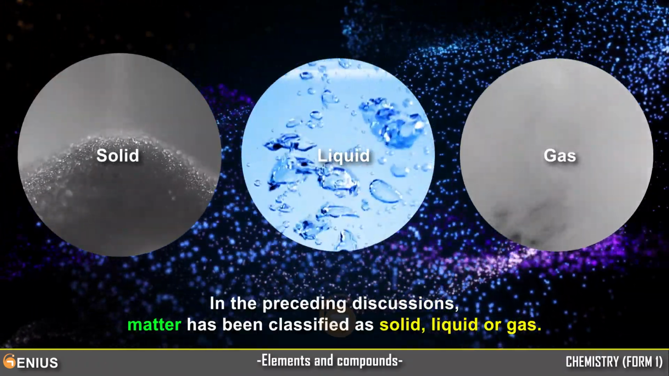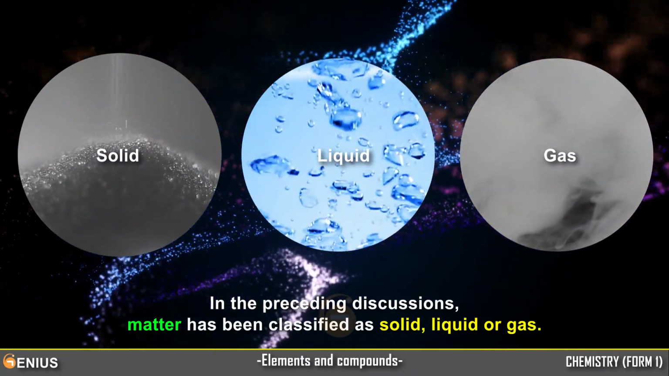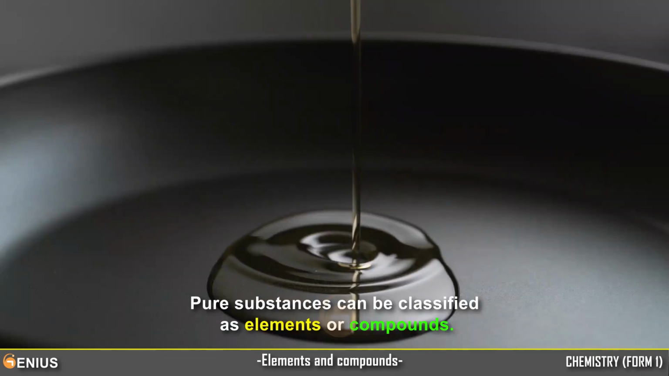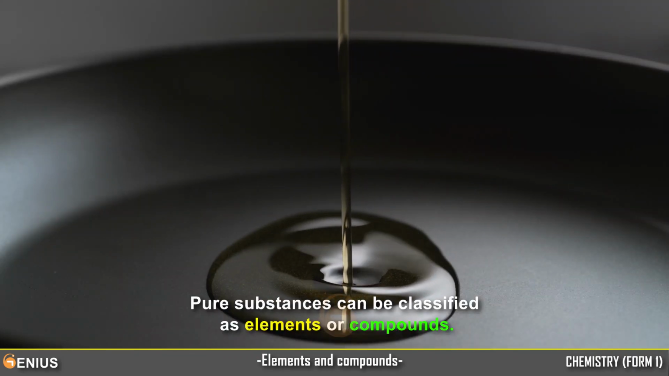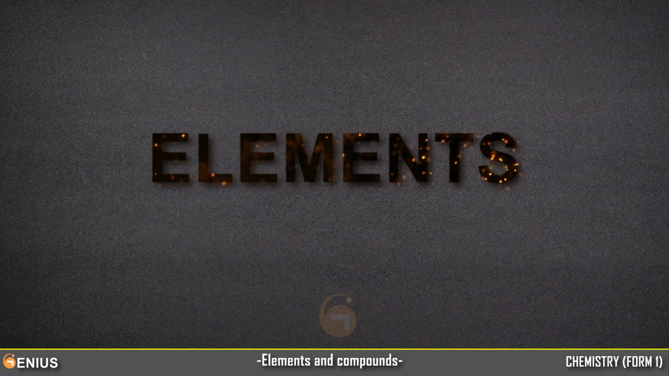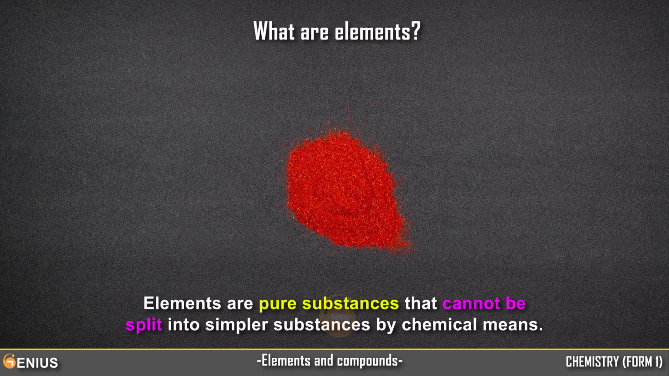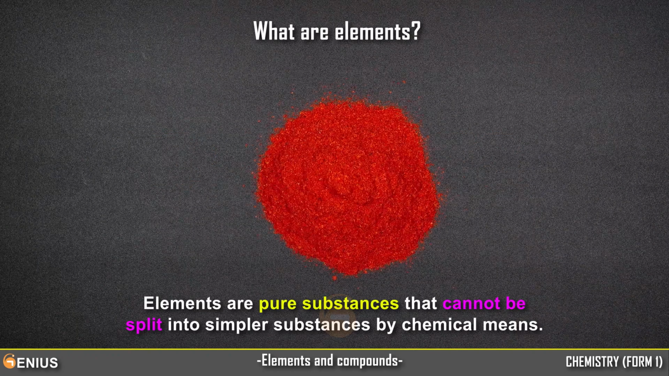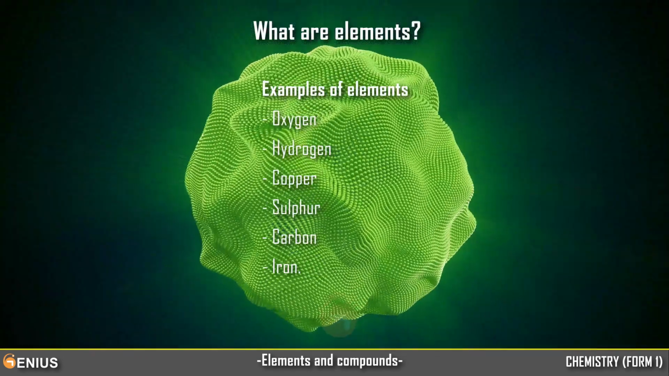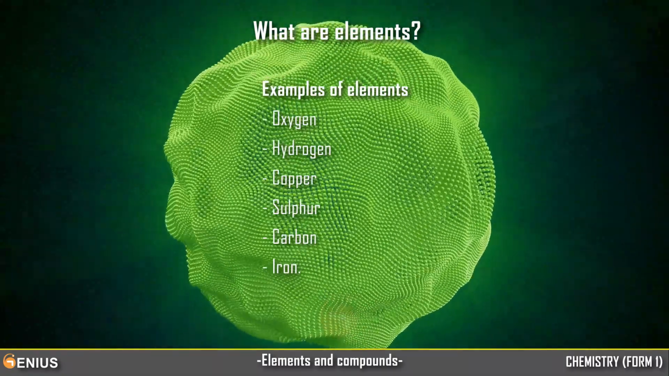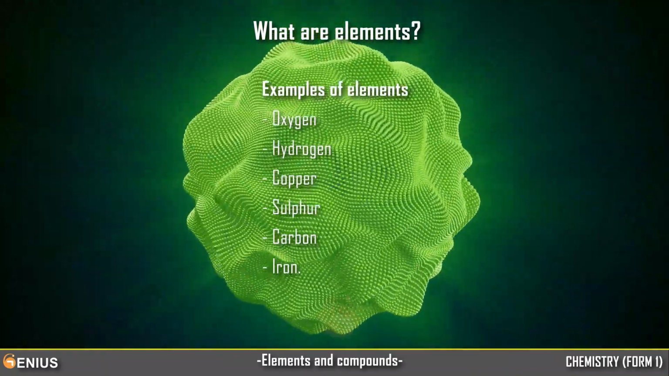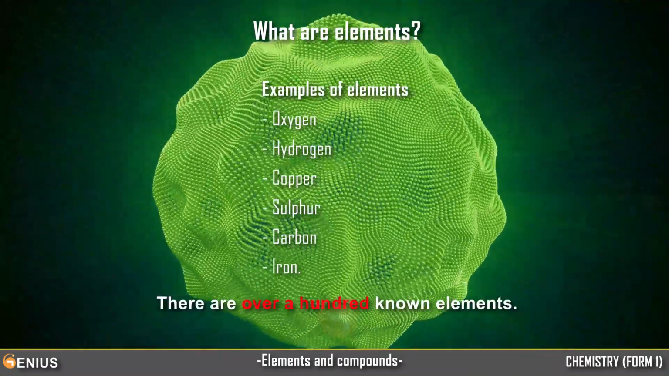In the preceding discussions, matter has been classified as solid, liquid, or gas. Pure substances can be classified as elements or compounds. Elements. Elements are pure substances that cannot be split into simpler substances by chemical means. Examples of elements include oxygen, hydrogen, copper, sulfur, carbon, and iron. There are over 100 known elements.